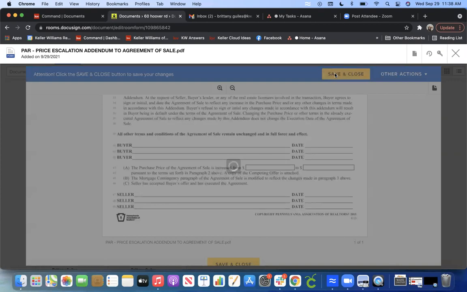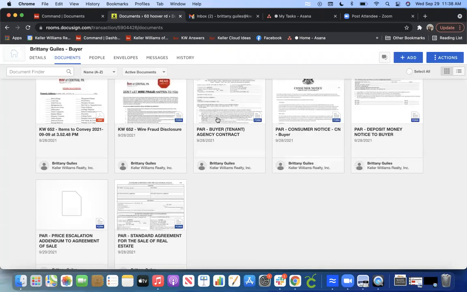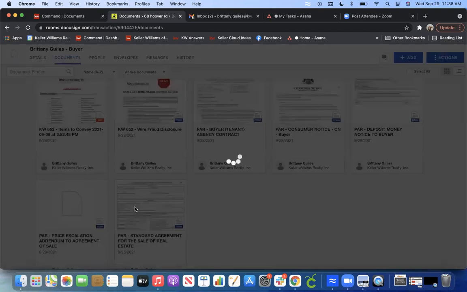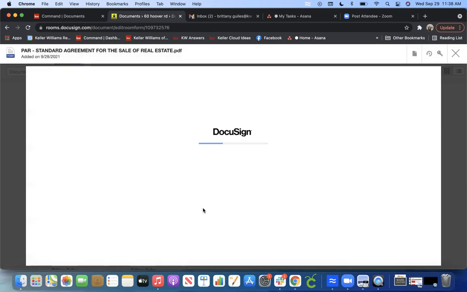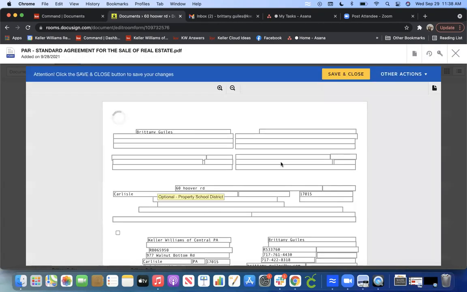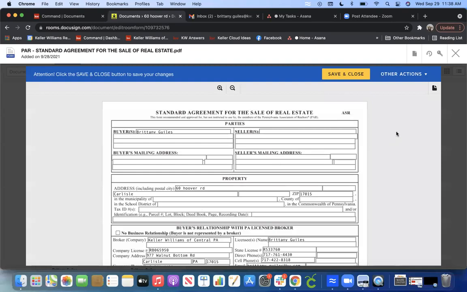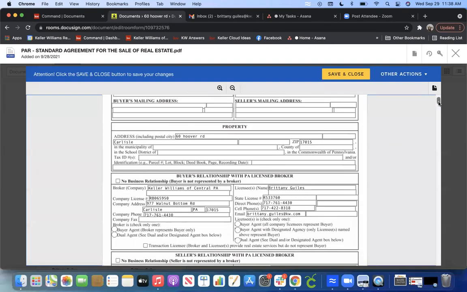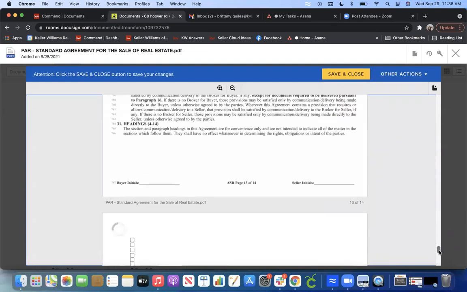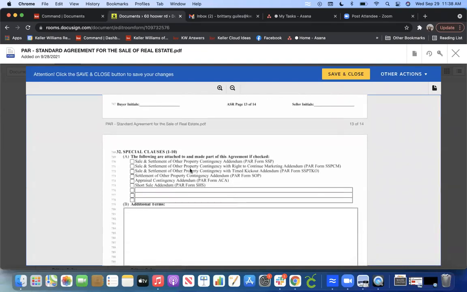On the agreement of sale, if you are doing a price escalation, you do have to indicate that on the last page of the agreement of sale. I will show you where you indicate that. So I'm in my agreement of sale. We'll scroll down to the last page. And you'll see here that there's extra boxes. So if you were adding an appraisal contingency, you would have to check this box. But in this case, it doesn't say anything about price escalation. So we're going to click a blank box.